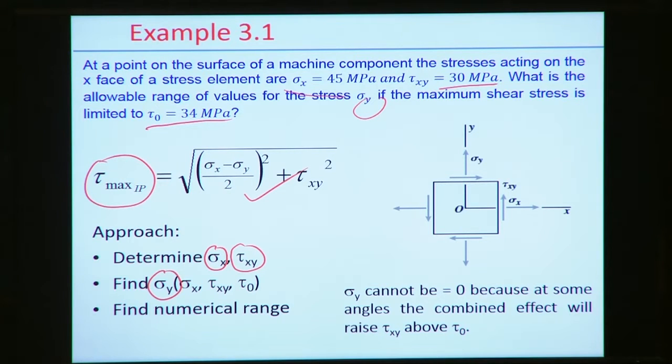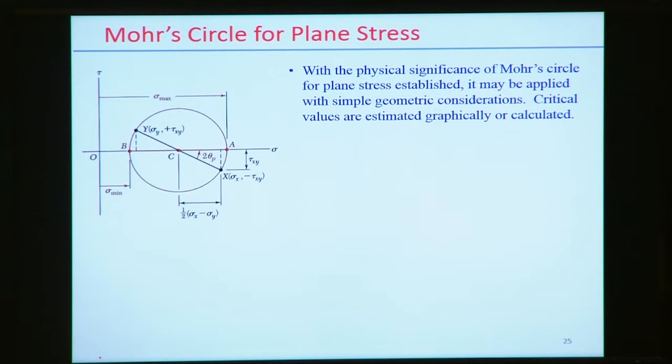From the known values of sigma x and tau xy. But it is to be noted that sigma y cannot be 0, because at some angles the combined effect will raise the shear stress value above 34 megapascal. That is the limiting case of the shear stress value. So here we can find the limit of the stress value.